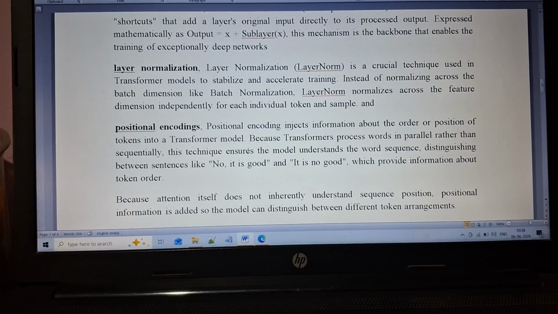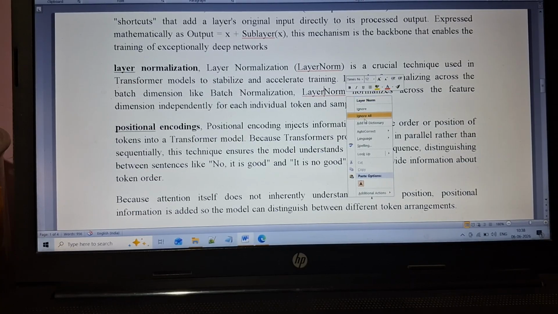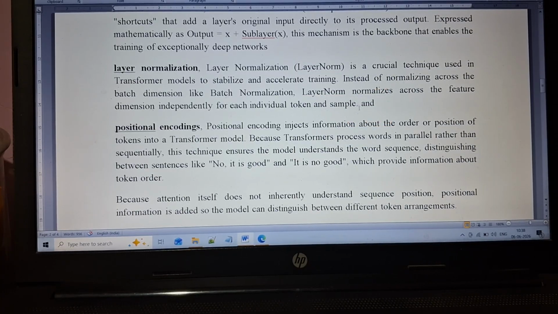Layer normalization, called layer norm, is a crucial technique used in the transformer model to stabilize and accelerate training. Instead of normalizing across the batch dimension like batch normalization, layer norm normalizes across the feature dimension independently for each individual token and sample. And position encoding.